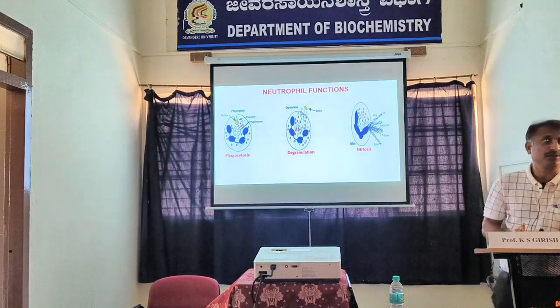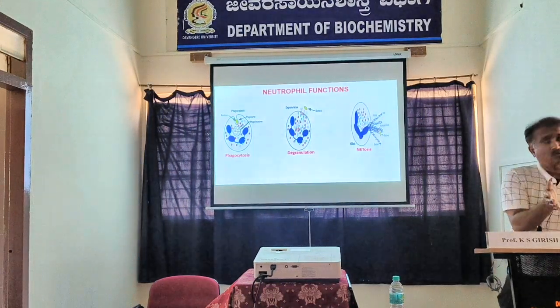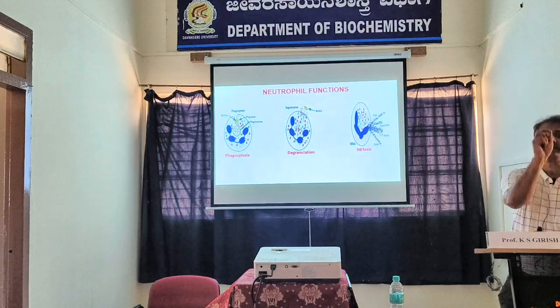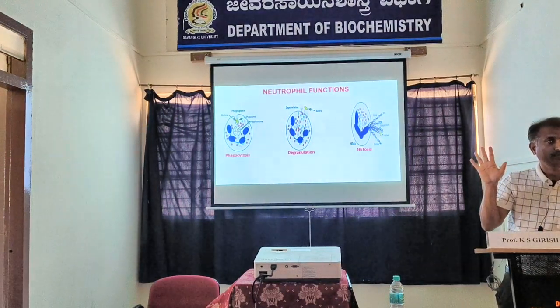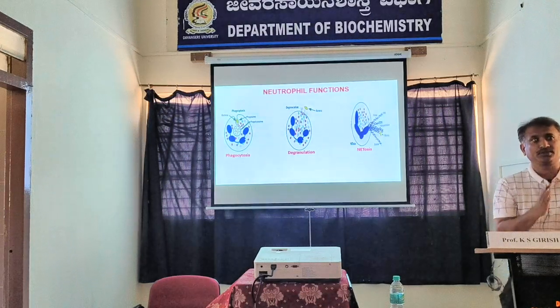Whereas in case of vital NETosis, neutrophils are viable, and meanwhile they will eject a small amount of DNA in order to entrap the bacteria. So these two kinds of NETosis happen.